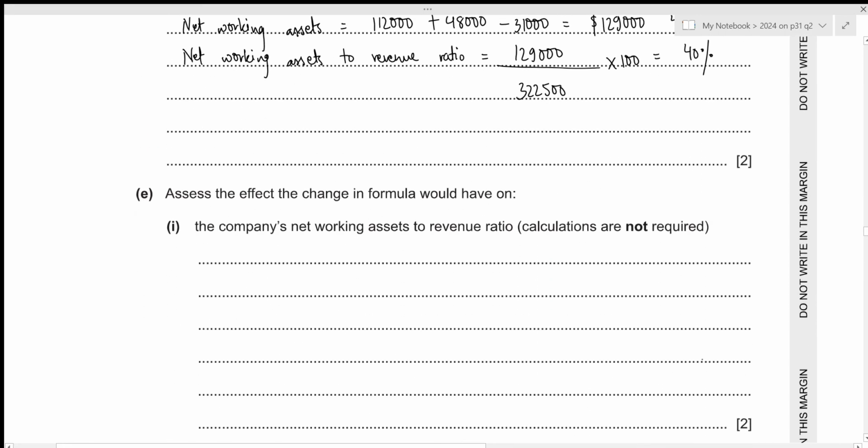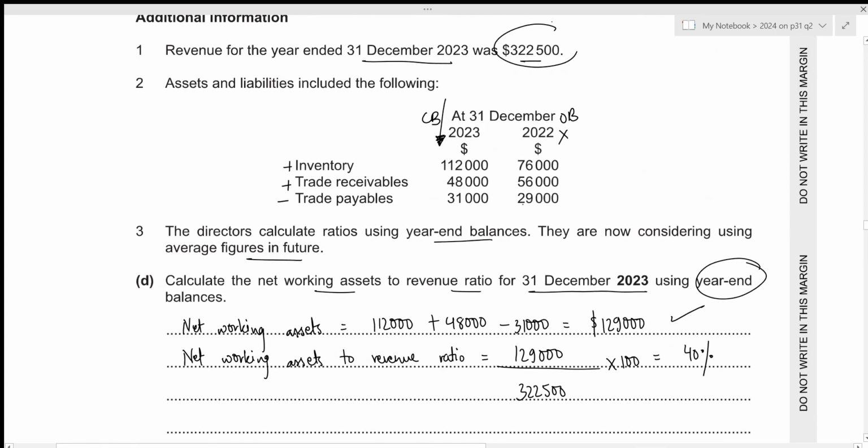Now for the fifth one, we need to assess the effect the change in formula would have on the company's net working assets to revenue ratio. The calculations are not required. The change in this case is that currently we are using the year-end balances. Now they are considering using average figures. Now in this case, we can just calculate the net working assets at the opening balance. That will just be 76,000 plus 56,000 minus 29,000, which results in 103,000.